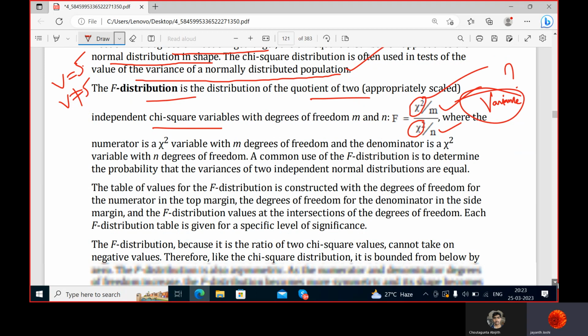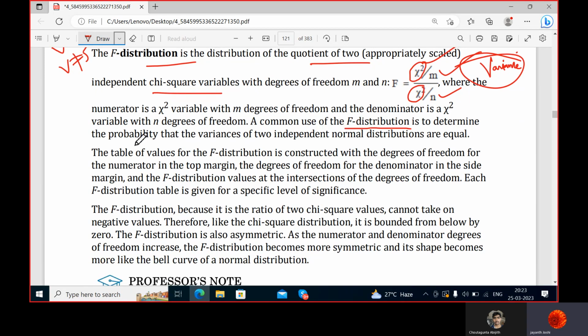But when will you be using this? A common use of the F distribution is to determine the probability that the variances of two independent normal distributions are equal. Let's say the null hypothesis, which I denote with H naught, is that the variance of data one is not equal to the variance of data two. If the null hypothesis says this, what does the alternate hypothesis say? What we will be doing is proving null wrong and showing that the variance of data one is equal to the variance of data two. And in these cases, what distribution will we be using, Abhijit? Correct? Yes, please tell me.